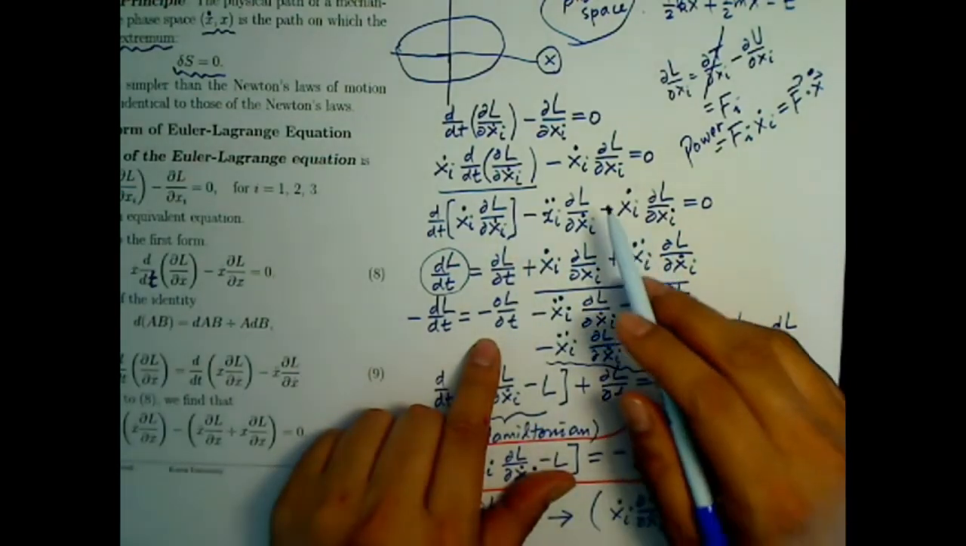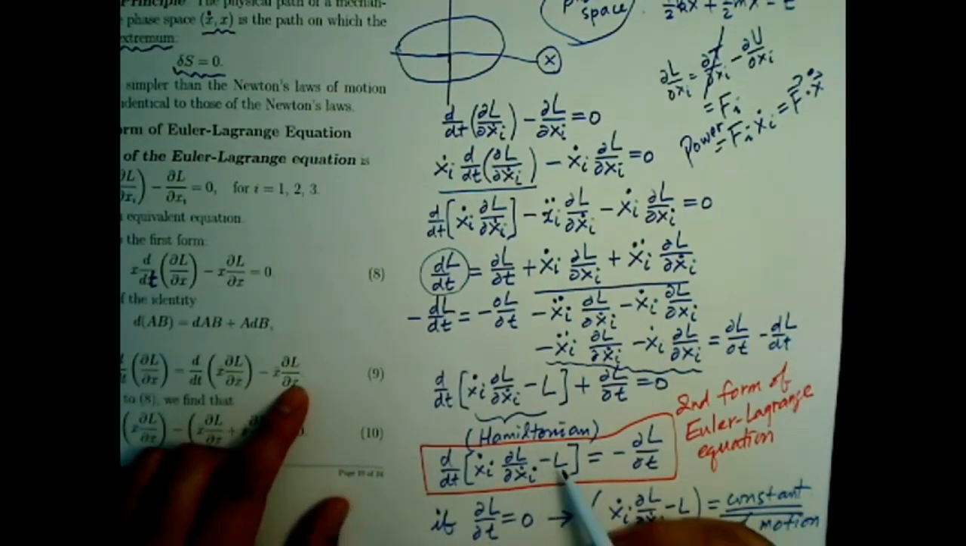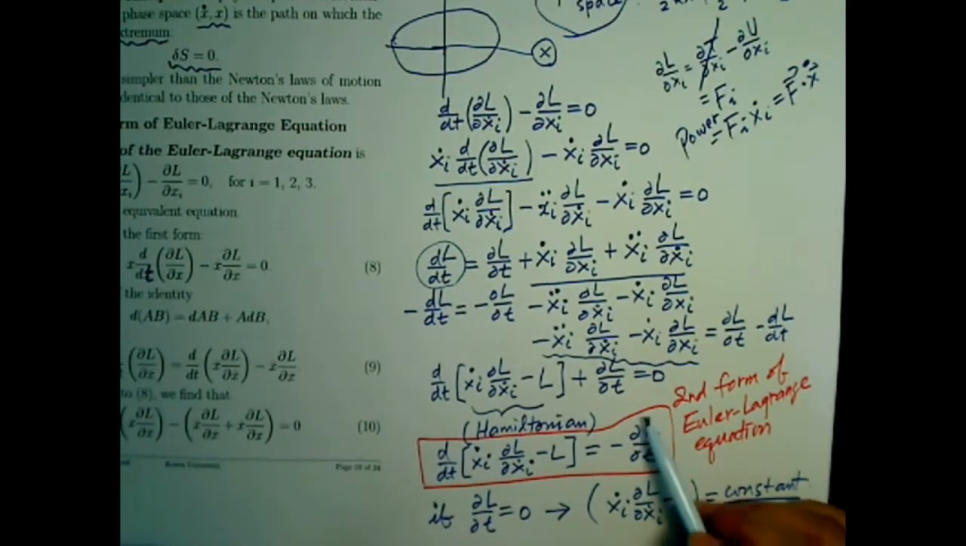And this one is to be moved to the right-hand side to find out the Hamiltonian. The Hamiltonian should be written in terms of momentum and x. Anyway, this one is this. And this is called the second form of the Euler-Lagrange equation. In case the Lagrangian is independent of time, the Lagrangian does not have any explicit time dependence, then this term disappears. That means the Hamiltonian is a constant of motion.